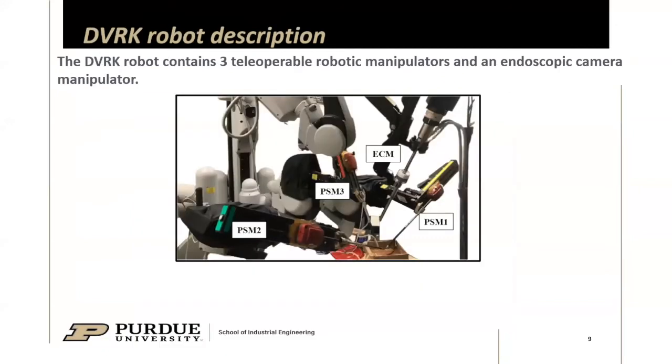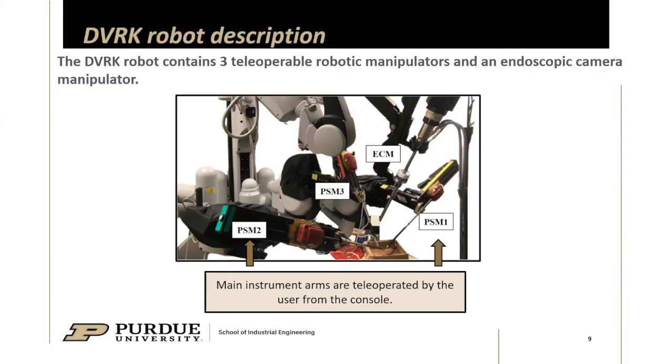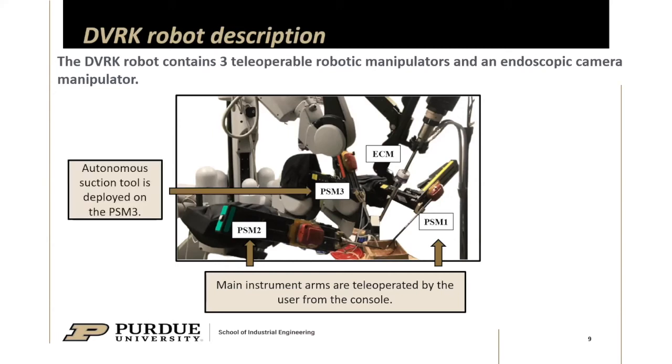We deployed our system in the dVRK robot. The robot contains 3 teleoperable robotic manipulators and an endoscopic camera manipulator. This is an image of the robot that we have at Purdue University. For our experiments, we had the user controlling the PSM1 and PSM2 to perform a surgical task. And we had our system deployed on the PSM3 so that we had collaboration between the autonomy and the human user.